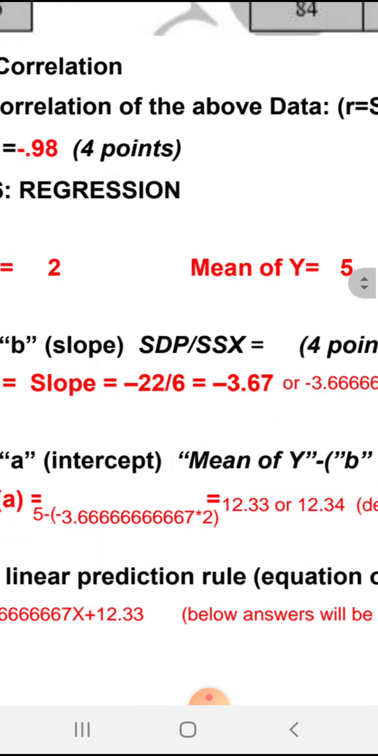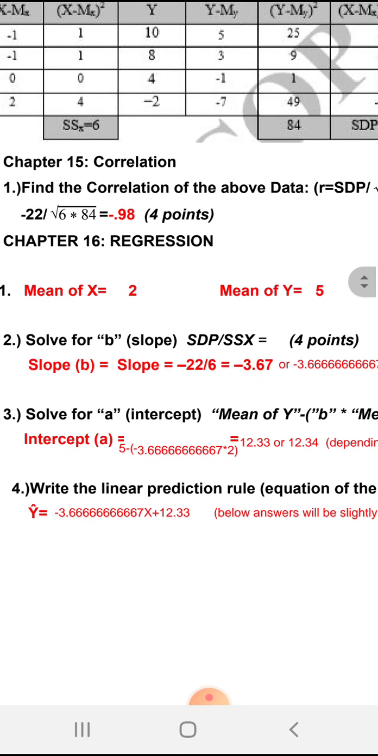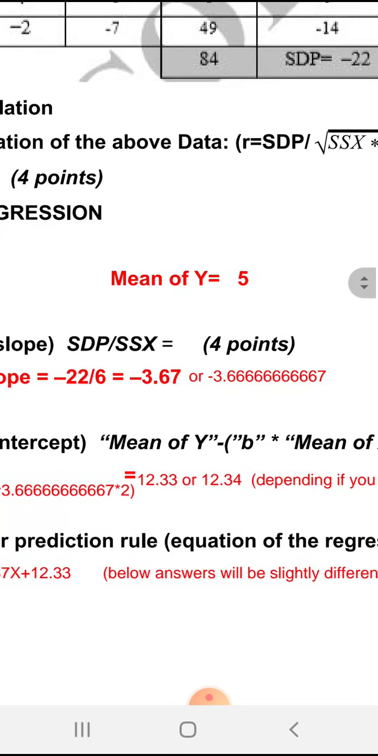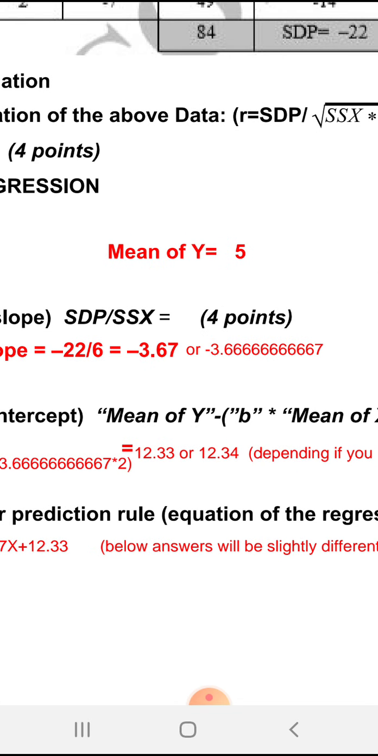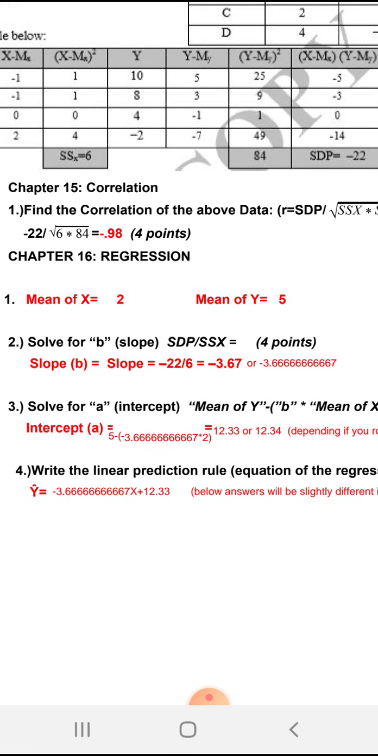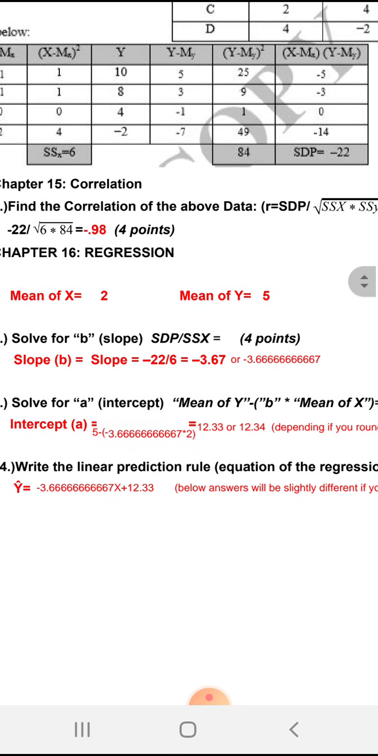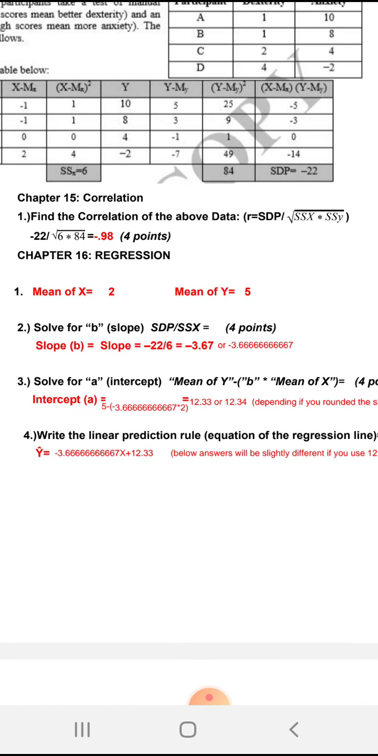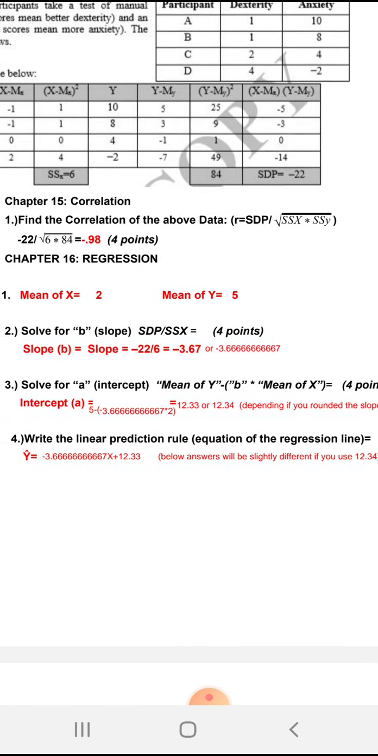That formula is SDP divided by SSX, and that's -22 divided by 6 equals -3.67, or if you're just keeping the values in the calculator, it should come out to -3.6, ten sixes, and a 7. Again, you can use either value as you go along. It's not going to change the answer too much, and you won't be penalized if you use either method. The next step is to solve for the intercept, also known as A.